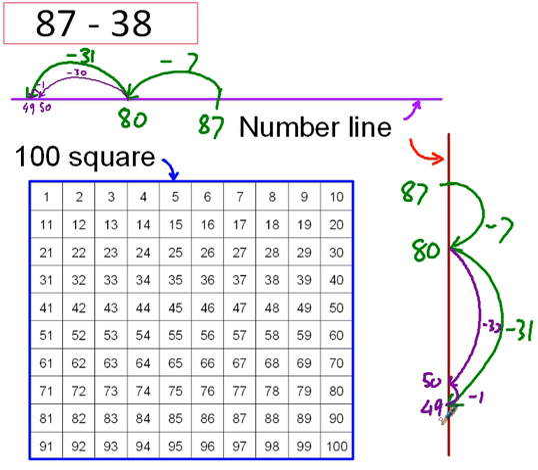On a 100 square, it looks like this. Here's 87. The nearest friendly number is 80. And I got there by taking away 7 or counting back 7. But then I've still got to count back 31. So if I take away 1 first of all, there's 79. Then take away 30, 10, 20, 30, I get to 49.